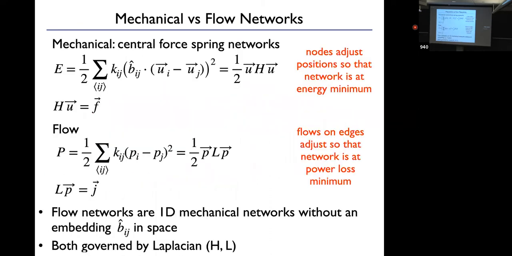In fact, the flow network and the mechanical network have very similar mathematics. The way to see that is that in the mechanical network, the nodes adjust their positions so that the energy is at a minimum, and I have force balance on every node. In the flow network, the currents adjust to minimize the power loss, and the net current at every node is zero, that's Kirchhoff's law.